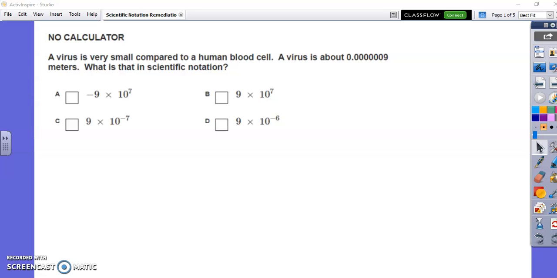Hi everyone, this is Mrs. Crew and I'm going to be reviewing the scientific notation portion of your test. This is question number 1.